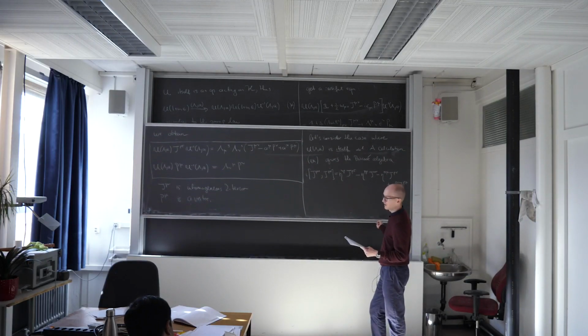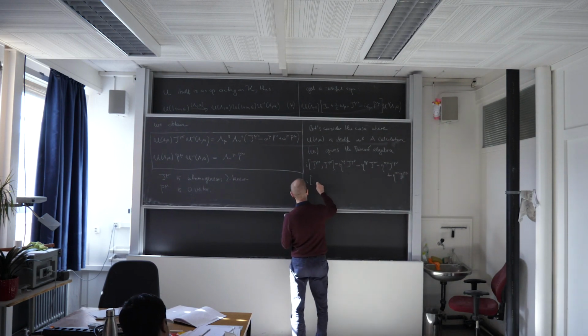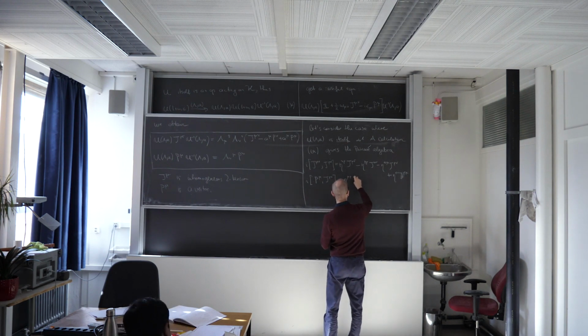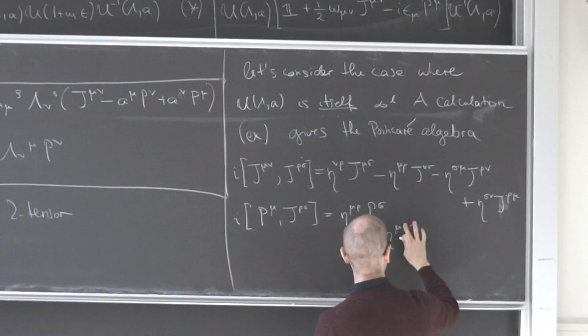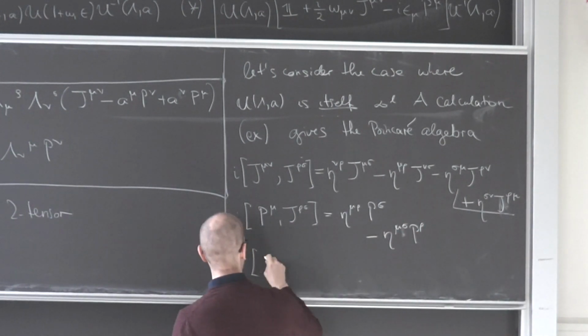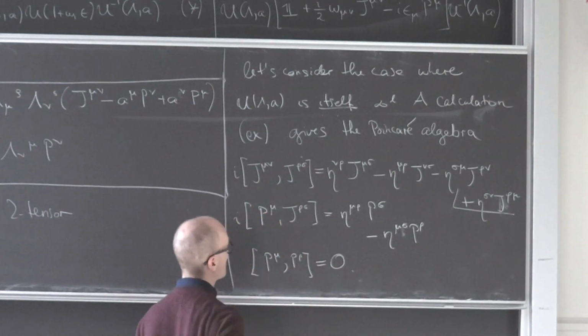It'll be useful to have this written down because we'll refer to it quite frequently from now on. So the commutator of P mu with J rho sigma gives eta mu rho P sigma, minus eta mu sigma P rho, excuse me. And finally, P mu with P rho is equal to 0.